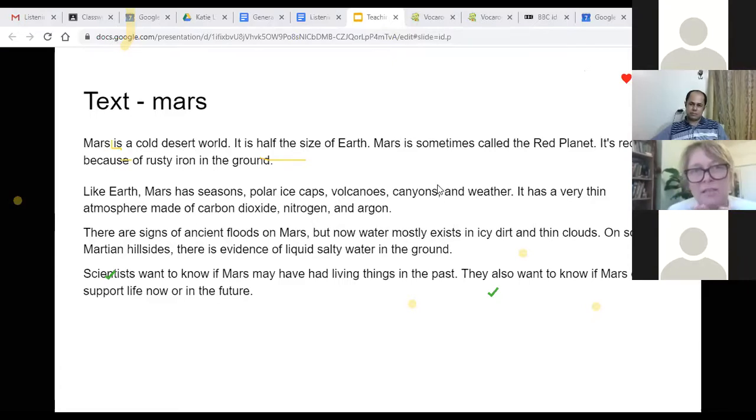So with dictogloss, a lot of the post-listening tasks are about finding different features of language that help with listening, but it's also really great to embed some grammar, like Nabila says, about how to use the present tense. So there are lots of different ways you can use a text. You can do some listening and then lead into some reading and grammar, and fill in the gaps. Yes.